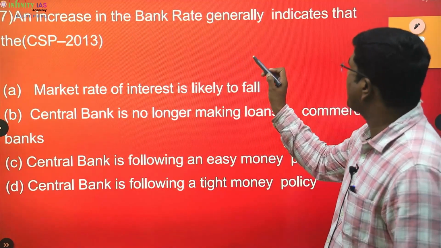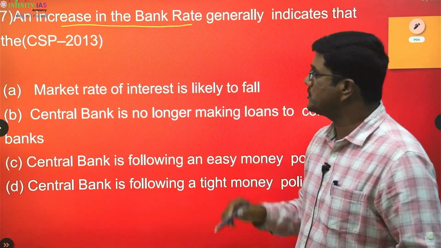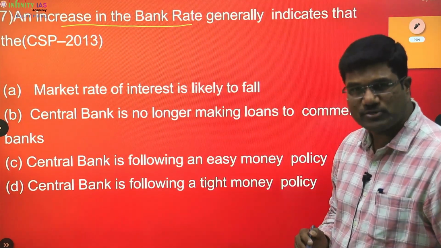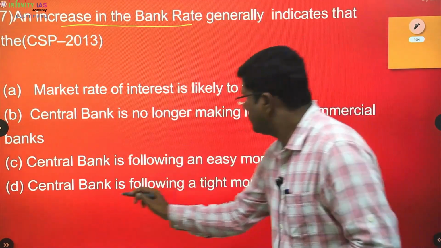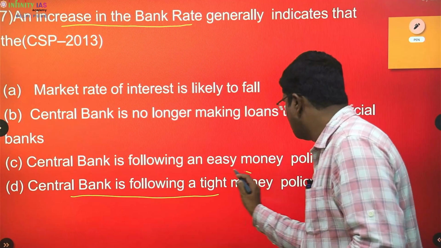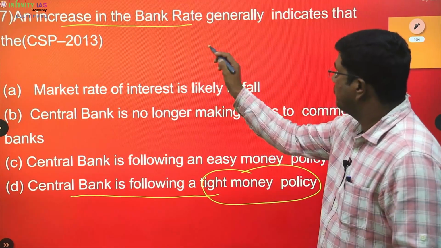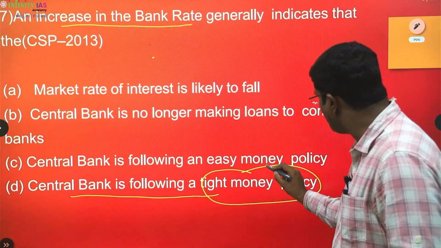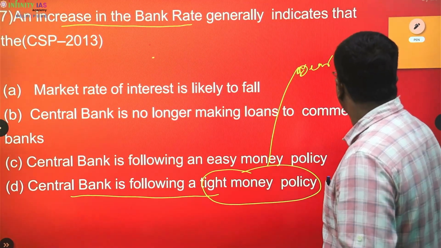An increase in the bank rate generally indicates, as we studied in the previous question also, that the central bank is following a tight money policy. Remember the keyword. Whenever there is an increase, there is a tight money policy, which is also called dear money policy.